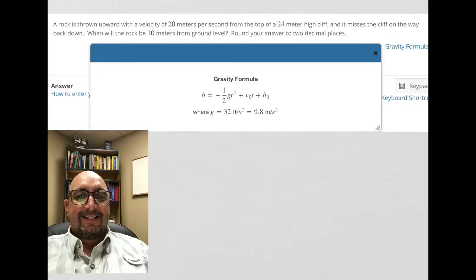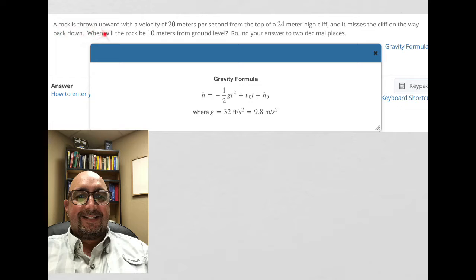I'm Professor Zavala, and I am going to talk to you about this gravity formula in greater detail. I want to go through this problem and unpack it so that we have a better understanding of what is happening here. So I'll start off by reading it with you.